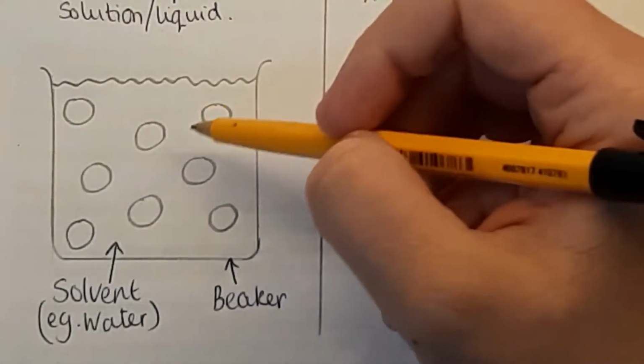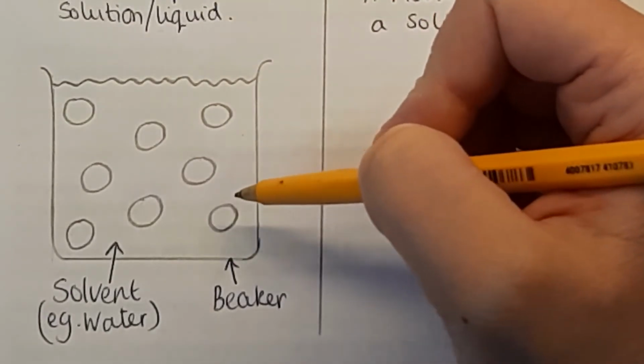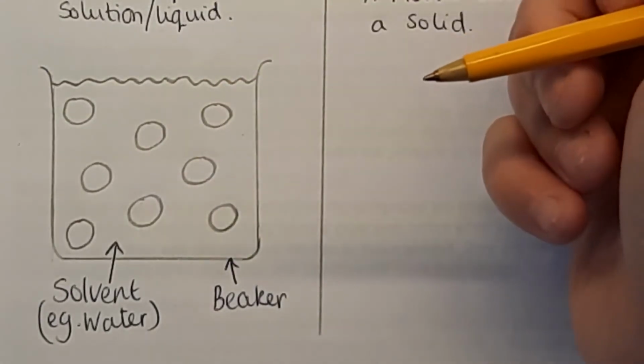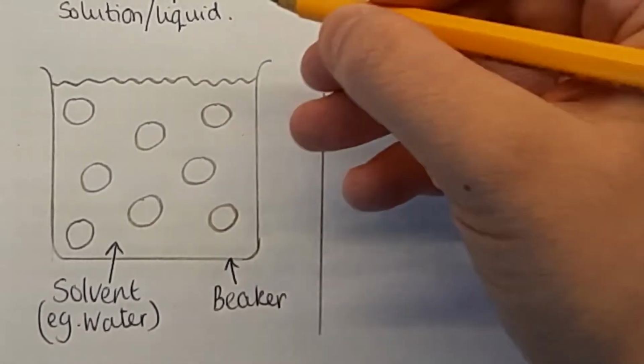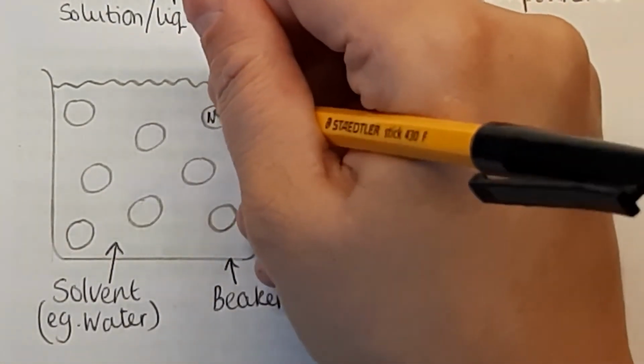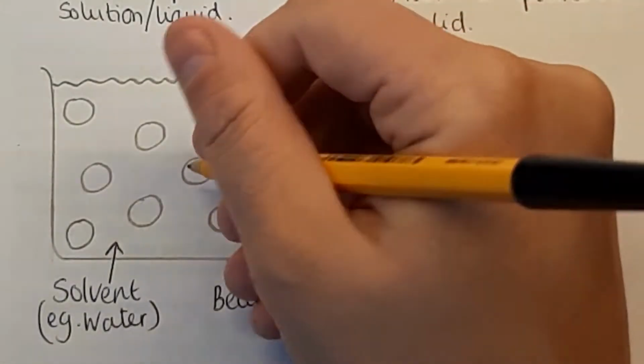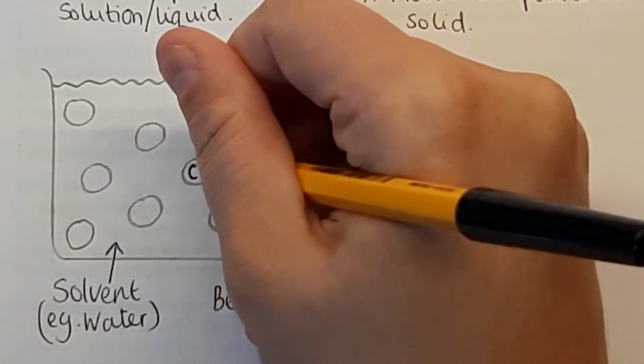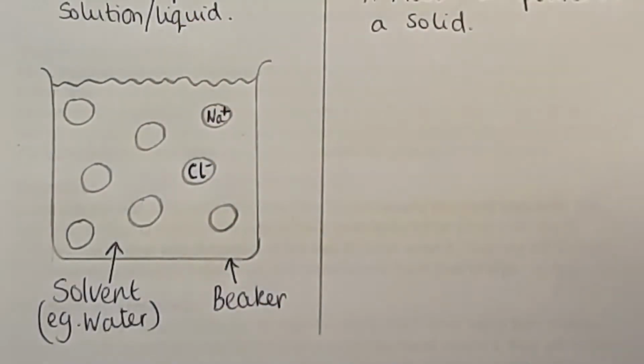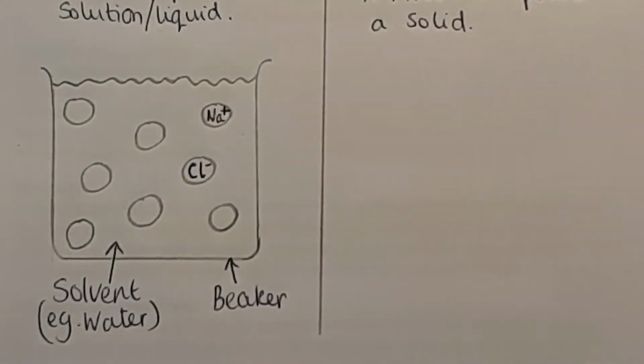Each of these small circles is representing an ion, and there are two types of ion here. We're going to do salt for this example. So salt has sodium ions, which are Na+, and it has chlorine or chloride ions, which are Cl-. And so we're going to label all of our particles, all of our ions, in this way, like so.